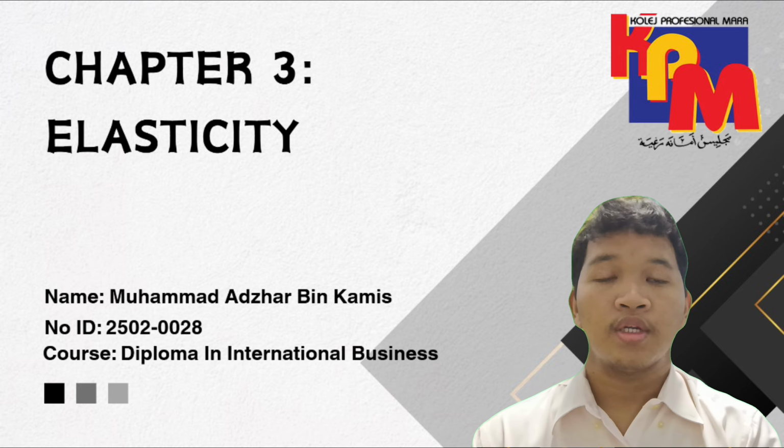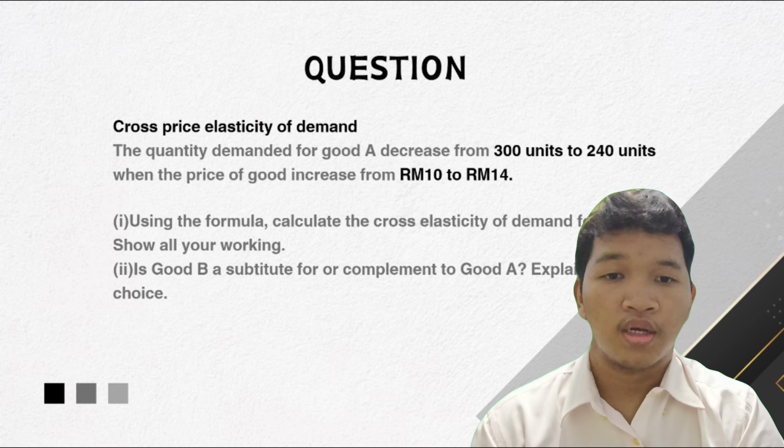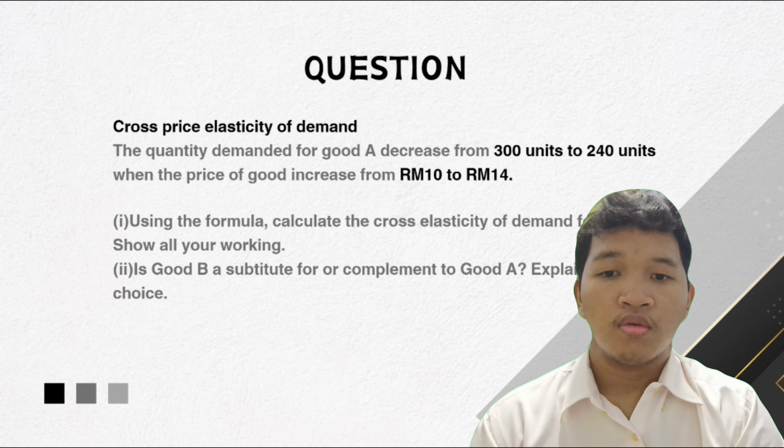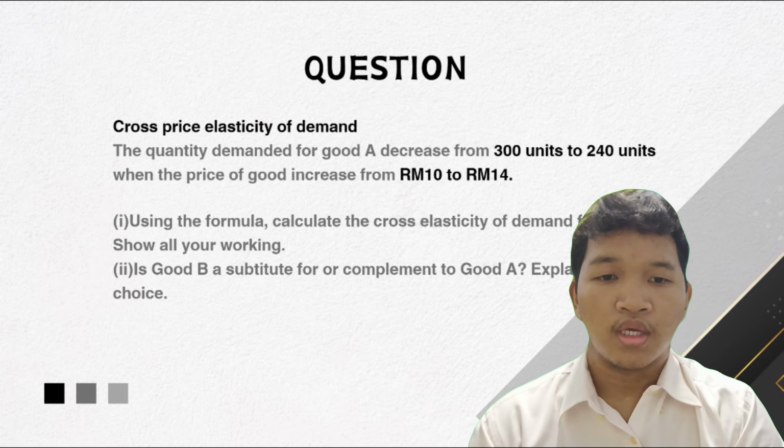Today I will explain about chapter 3, elasticity. The question is about the cross price elasticity of demand. The quantity demanded for good A decreased from 300 units to 214 units when the price of good B increased from 10 ringgit to 14 ringgit. Roman 1: Using the formula, calculate the cross elasticity of demand for good B. Show all your working. Roman 2: Is good B a substitute for or complement to good A?